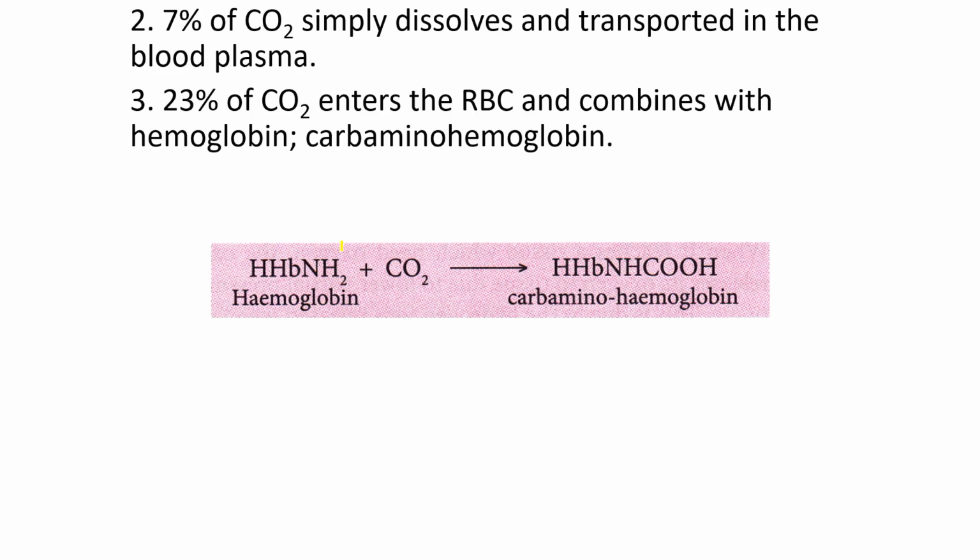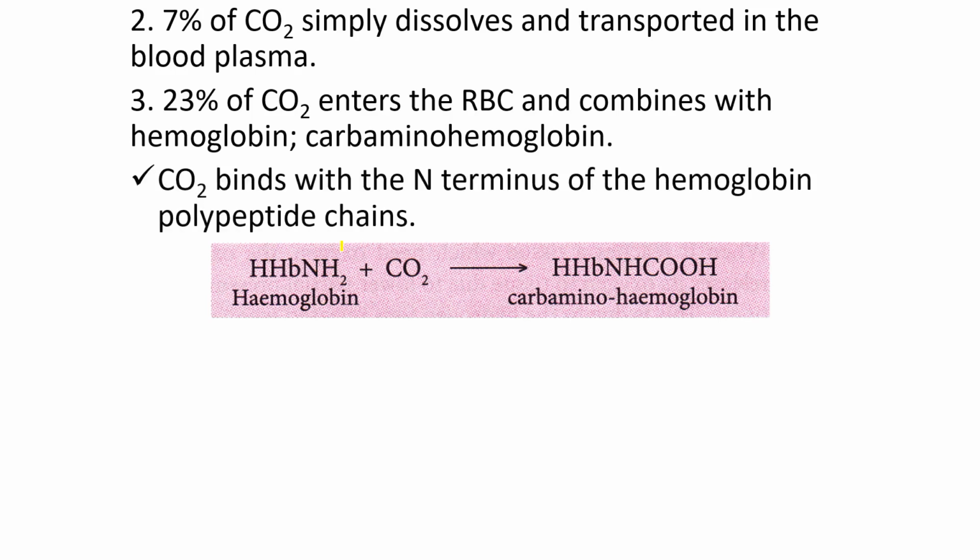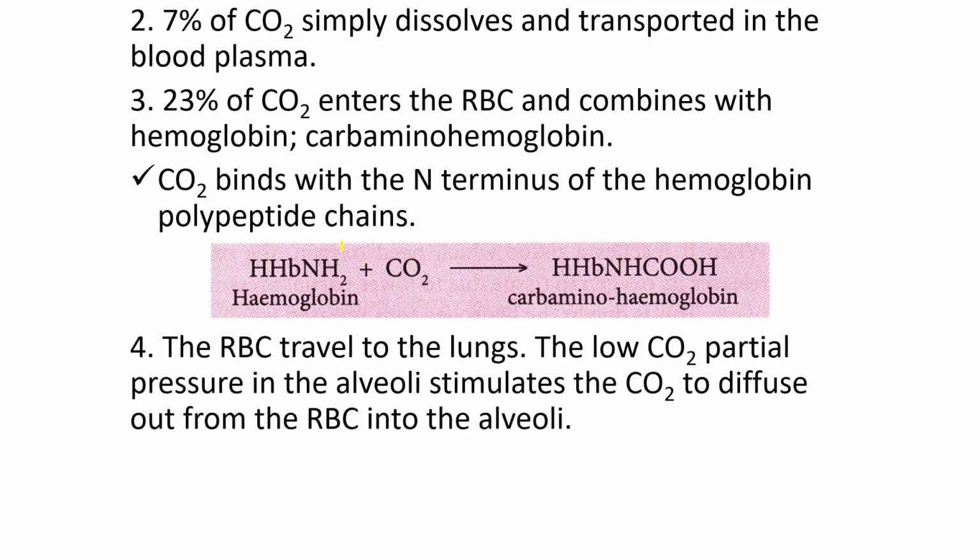carbaminohemoglobin. Now what happens? The carbon dioxide that combines with the hemoglobin will bind with the N terminus of the hemoglobin polypeptide chains. Now this compound is quite stable, and the carbaminohemoglobin only dissociates, or releases or unloads the carbon dioxide, when there is low partial pressure of carbon dioxide.